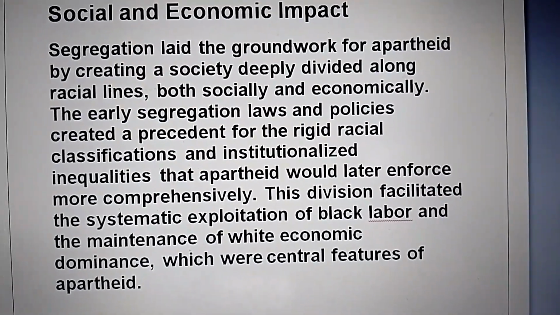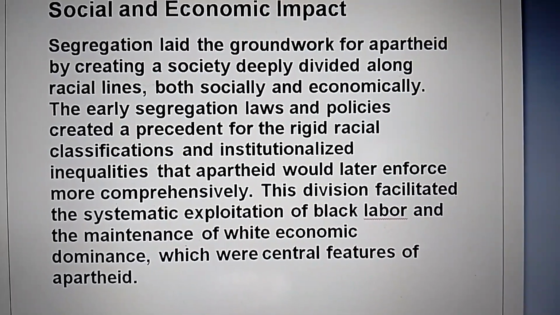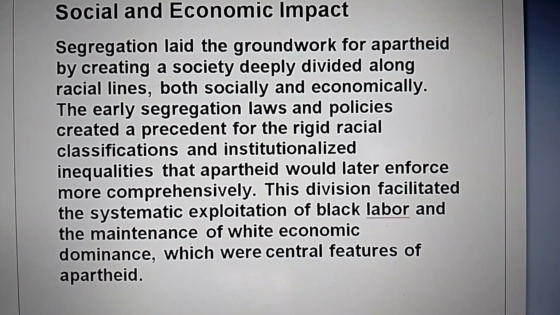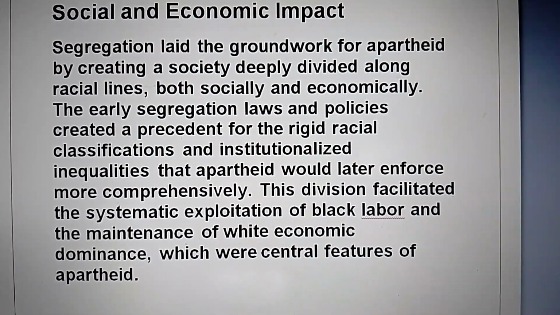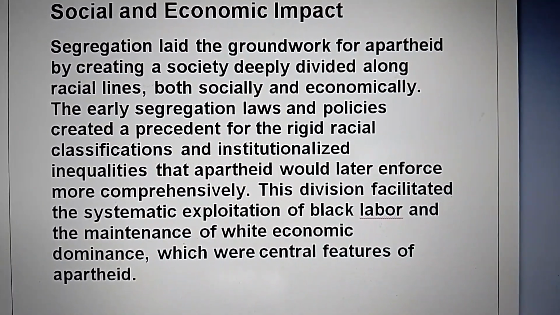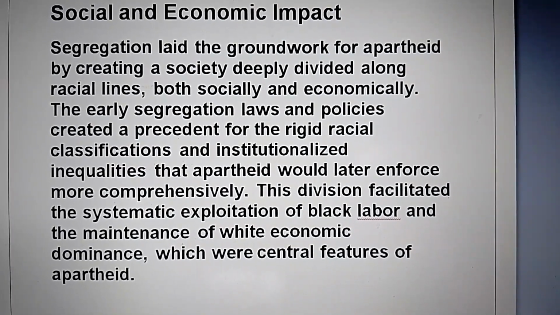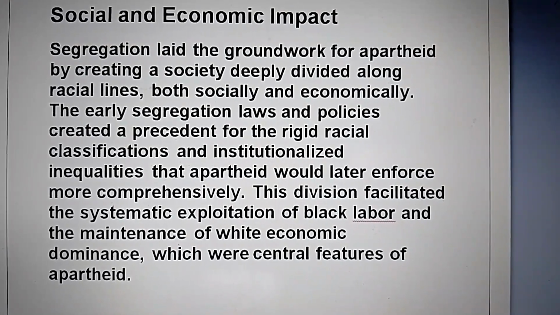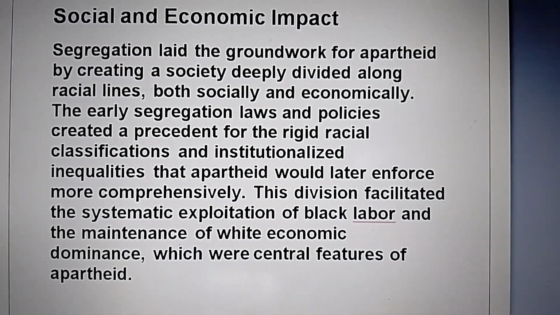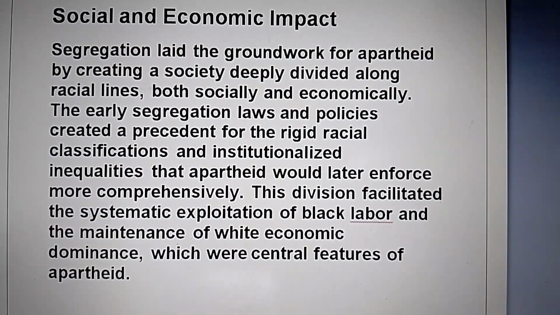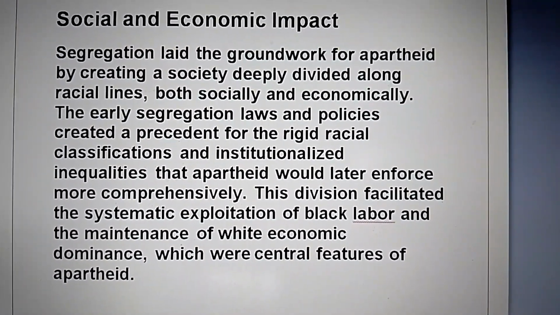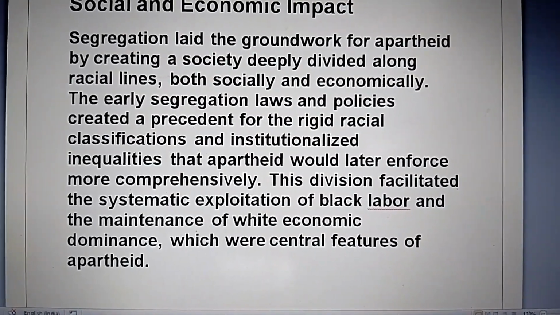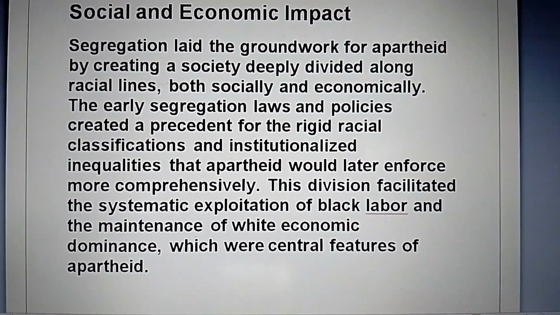Social and economic impact. Segregation laid the groundwork for apartheid by creating a society deeply divided along racial lines, both socially and economically. The early segregation laws and policies created a precedent for the rigid racial classifications and institutionalized inequalities that apartheid would later enforce more comprehensively. This division facilitated the systematic exploitation of black labor and the maintenance of white economic dominance, which were central features of apartheid.